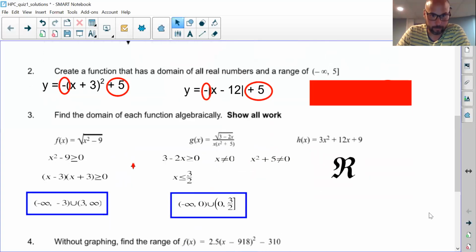Number 3, let's start with h. h is a parabola. We just discussed this. Parabolas always have a domain of all real numbers, always, always, always. So that should just be hopefully fast and correct for you.